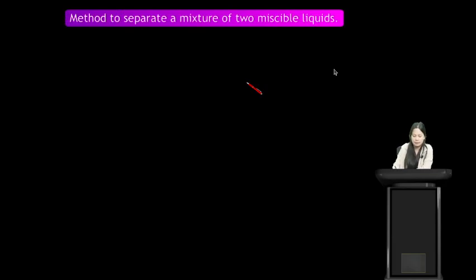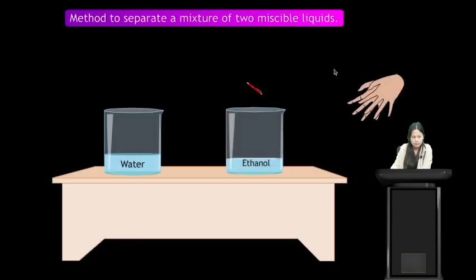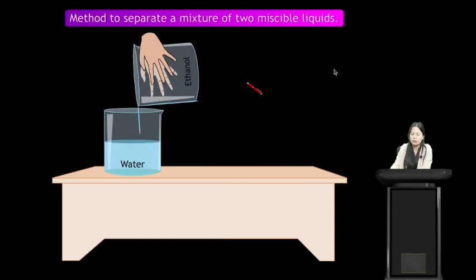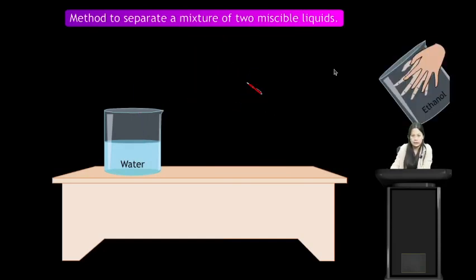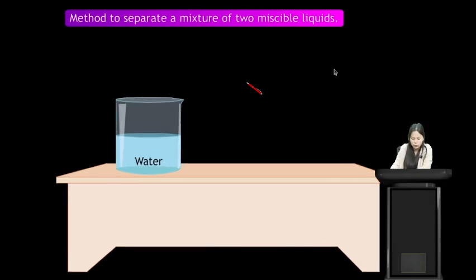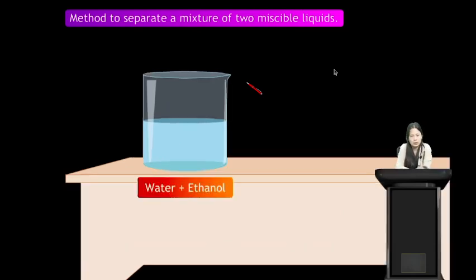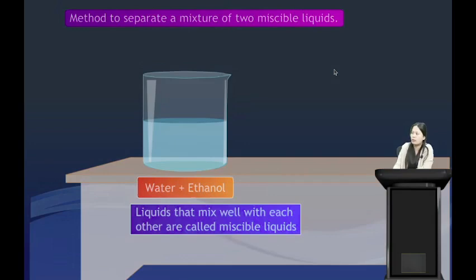Method to separate a mixture of two miscible liquids. So we have water and ethanol. We know that water and ethanol mix with each other, so we have a water ethanol solution now. How do we separate them? In case of water and oil, we have two separate layers. Those are known as immiscible liquids. But here, water and ethanol mix with each other, so this mixture is known as miscible liquids. So how do we separate them? Liquids that mix well with each other are called miscible liquids.